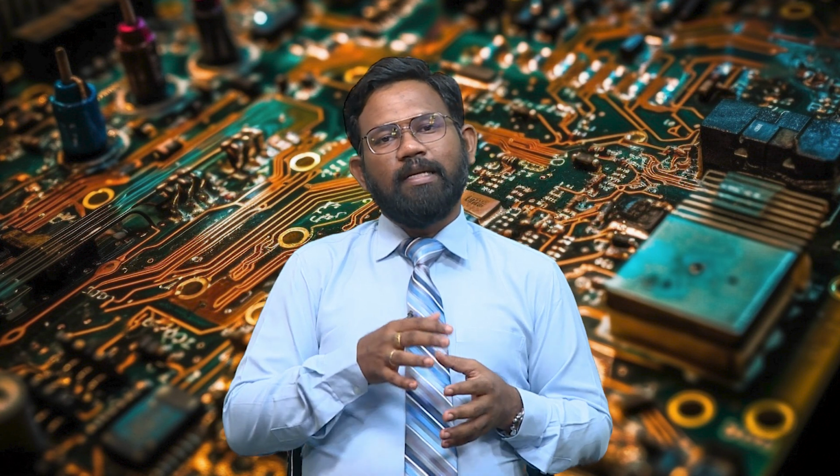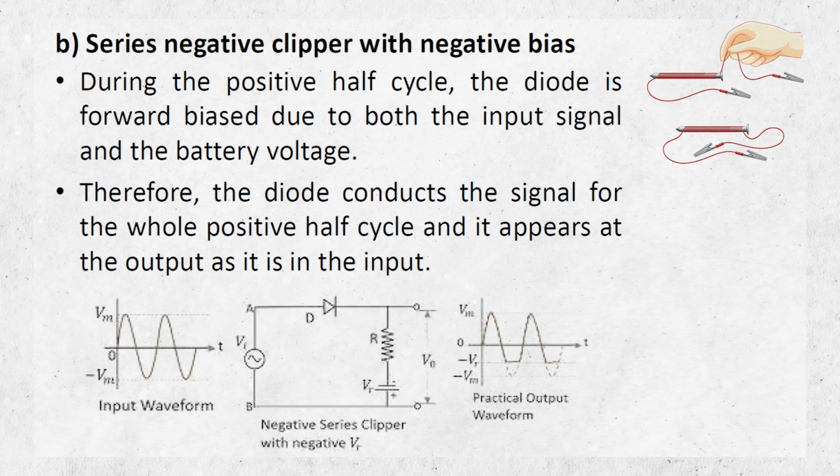Now, let us see the working of the series negative clipper with negative biasing. During the positive half cycle, the diode is forward biased due to both the input signal and the battery voltage. This is shown in the figure here. Therefore, the diode conducts the signal for the whole positive half cycle and it appears at the output as it is in the input. So, in the negative clipper with negative biasing, the connection is such that the N side of the diode is connected with the negative terminal of the battery. This forms the series negative clipper with negative bias.